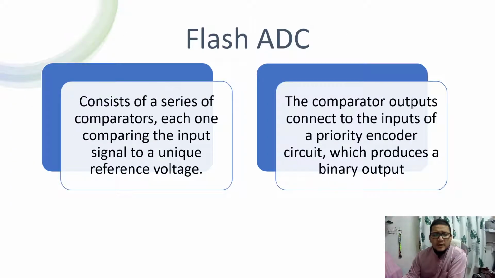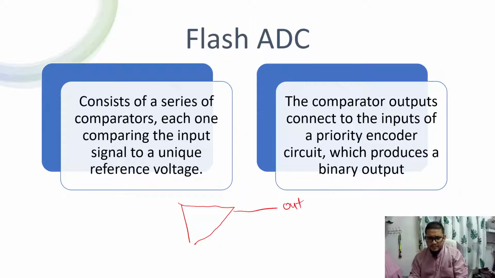Okay, and then we move to our first ADC circuit, which is flash ADC. This flash ADC consists of a series of comparators, each one comparing the input signal to a unique reference voltage. The comparator outputs connect to the inputs of the parity encoder circuit, which produces the binary output. For example, here we have the comparators. So this is the output.